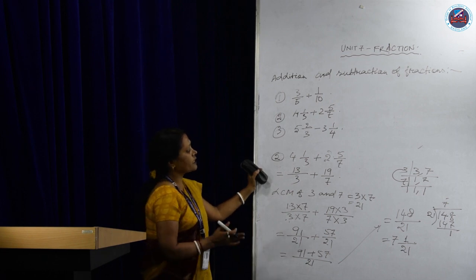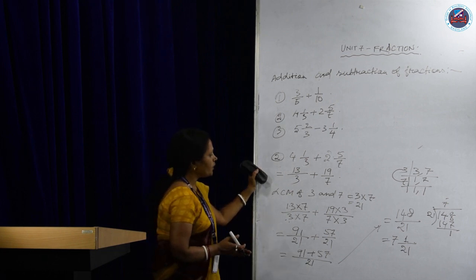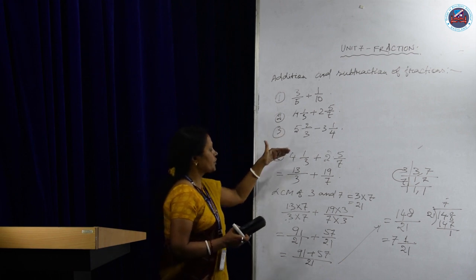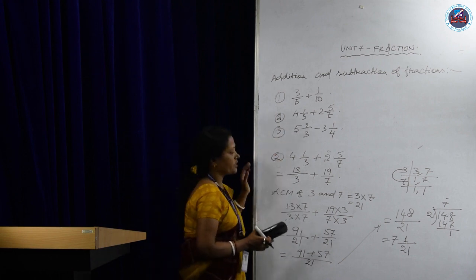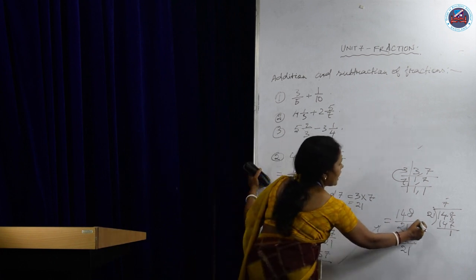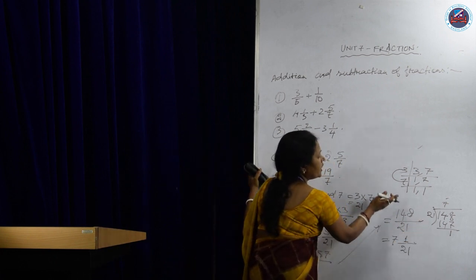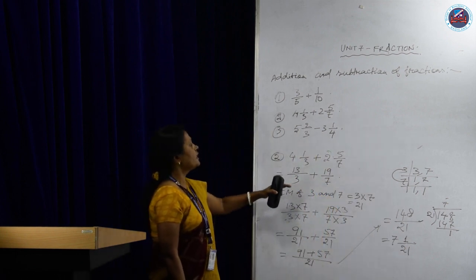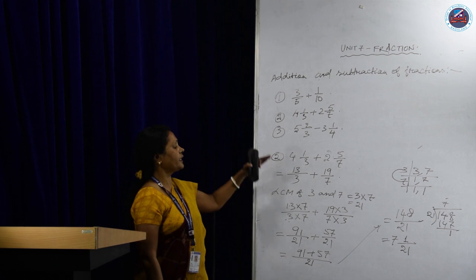So the new steps you have learned in question number 2 are, first of all, you have to convert all the mixed fractions to improper fractions, and lastly, when your answer is an improper fraction, you have to convert it into a mixed fraction. So this is the difference you find in question number 2 compared to question 1.